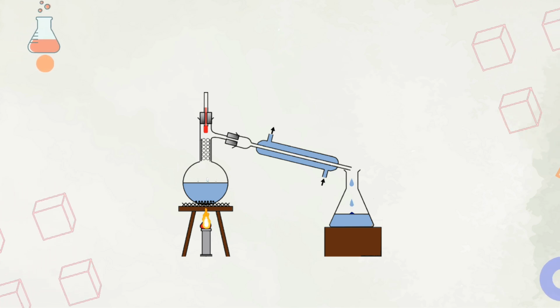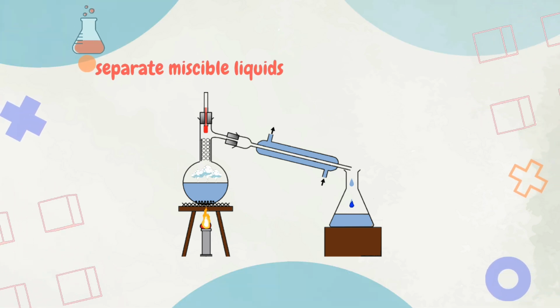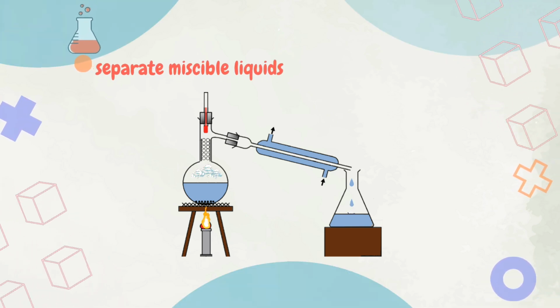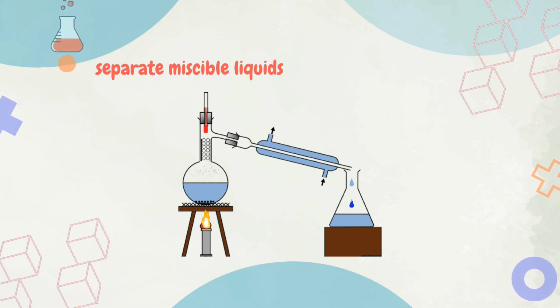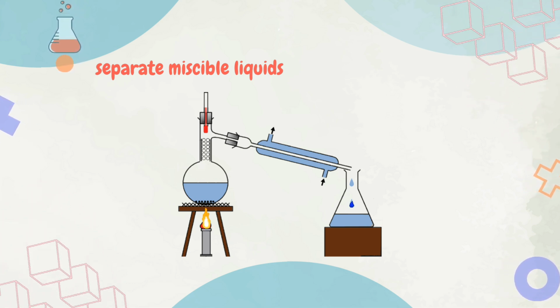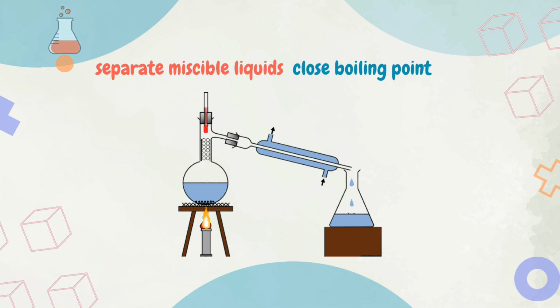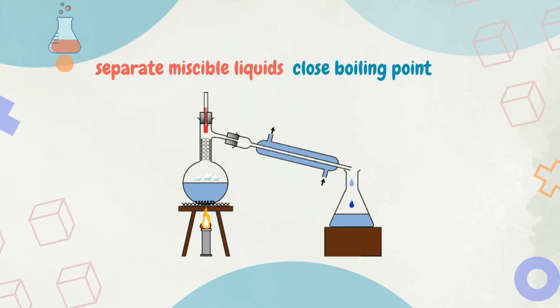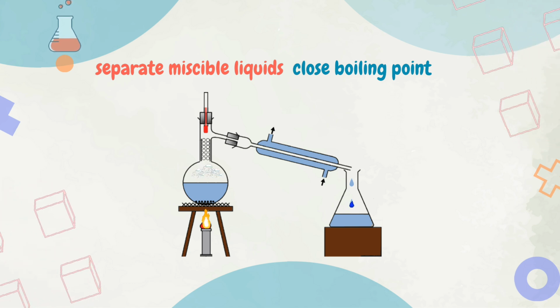Let's get cracking. Fractional distillation is a separation technique used to separate miscible liquids. Miscible liquids are liquids that mix together, for instance, water and alcohol. Fractional distillation separates liquid mixtures with close boiling points. For example, methanol with boiling point of 65 degrees and ethanol with boiling point of 78 degrees.